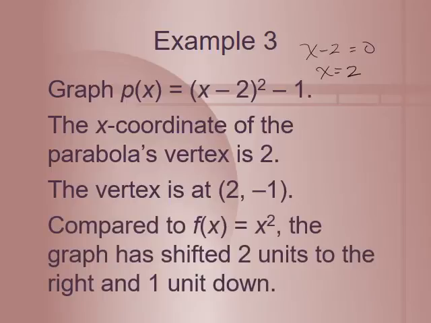Another thing we can see is this -1 means that our y is going to be -1. So our complete vertex in this one is going to be 2, -1. So when you look at a function, you can tell its vertex just by the numbers that you see. If you do not have anything here, then your y number is 0.